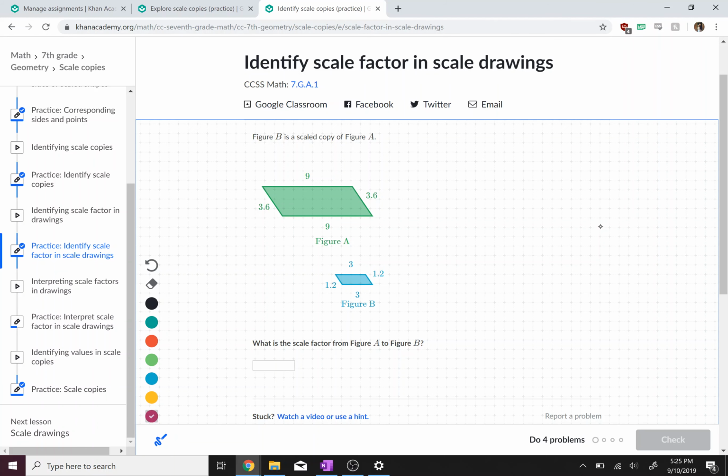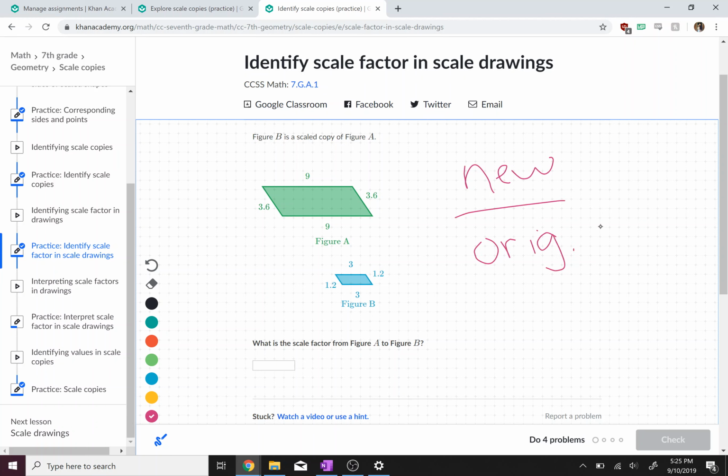So, in this picture, we have figure A that has side lengths of 9 and 3 6/10, and figure B that has side lengths of 3 and 1 2/10. If we want to figure out what the measurements are multiplying by, we have to divide. And when we divide, we take the new measurements and we divide it by the original.